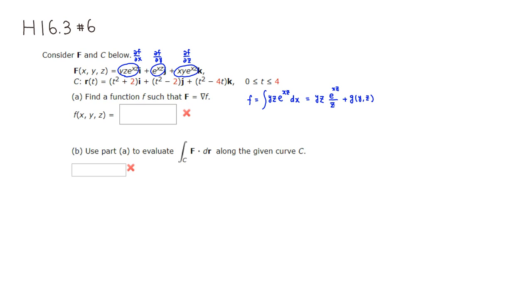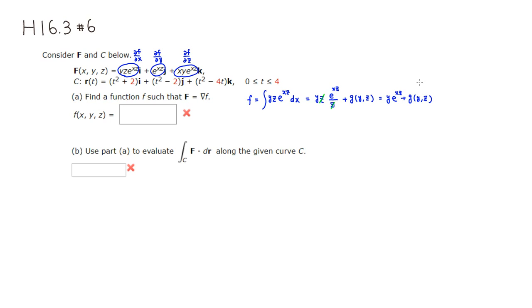Alright, so we can clean it up and see that the z on top and the z on the bottom cancel out. So we're going to have simply y times e to the xz plus some function g of y comma z.